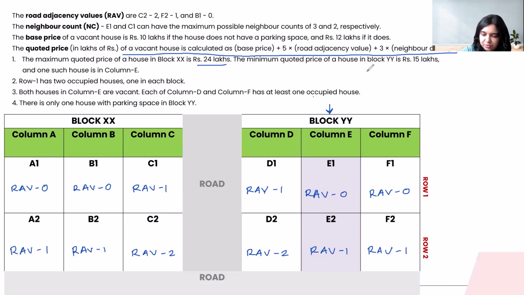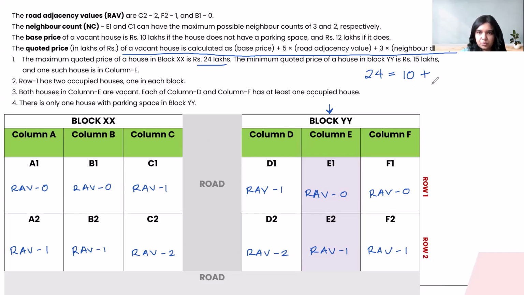If I have to make a 24, I can start off with having the base price as 10 or 12. Let's start with 10. If I take 10 as the base price, then I have to see an RAV value plus the neighboring count when multiplied with 5 and 3 respectively, giving me another 14 to make it a 24. Can I have 10 plus 0 RAV value? If I take 0 RAV value, I'll have to take 3 times something that gives me a 14, which I cannot have. So I cannot have any of A1 and B1 as the price of 24.